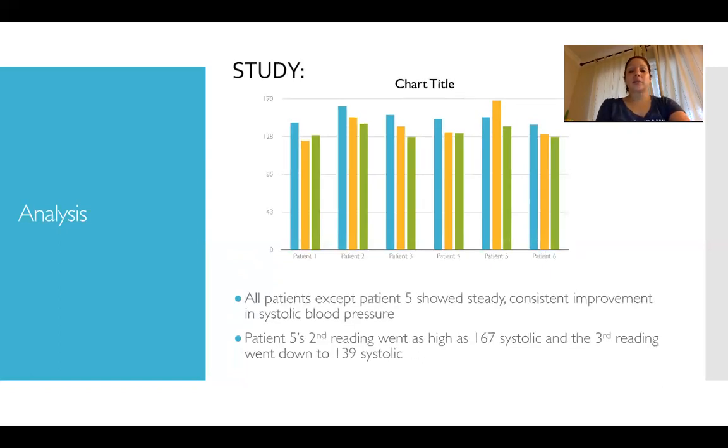All patients except patient 5 showed steady, consistent improvement in systolic blood pressure. Patient 5's second reading went as high as 167 systolic, and the third reading went down to 139 systolic.